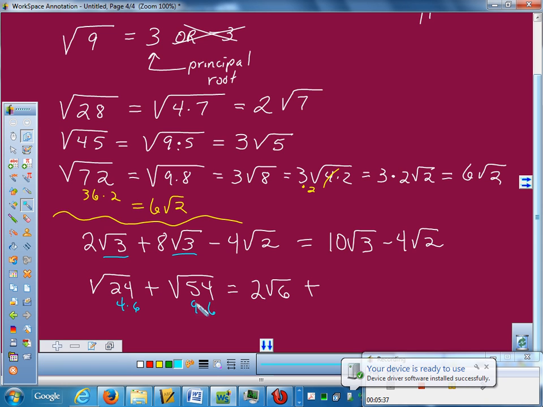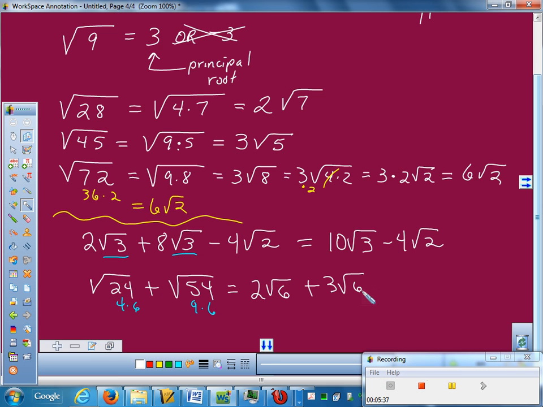9 times 6, so the 9 would come out, and I would have 3 square root of 6. So now something that looked like it was impossible to add, turns out that they actually have like roots, and I'm gonna get 5 square root of 6. So always ask yourself, can I reduce that root? Because sometimes when you reduce it, then you can do more with it. Have I blown your mind so far?